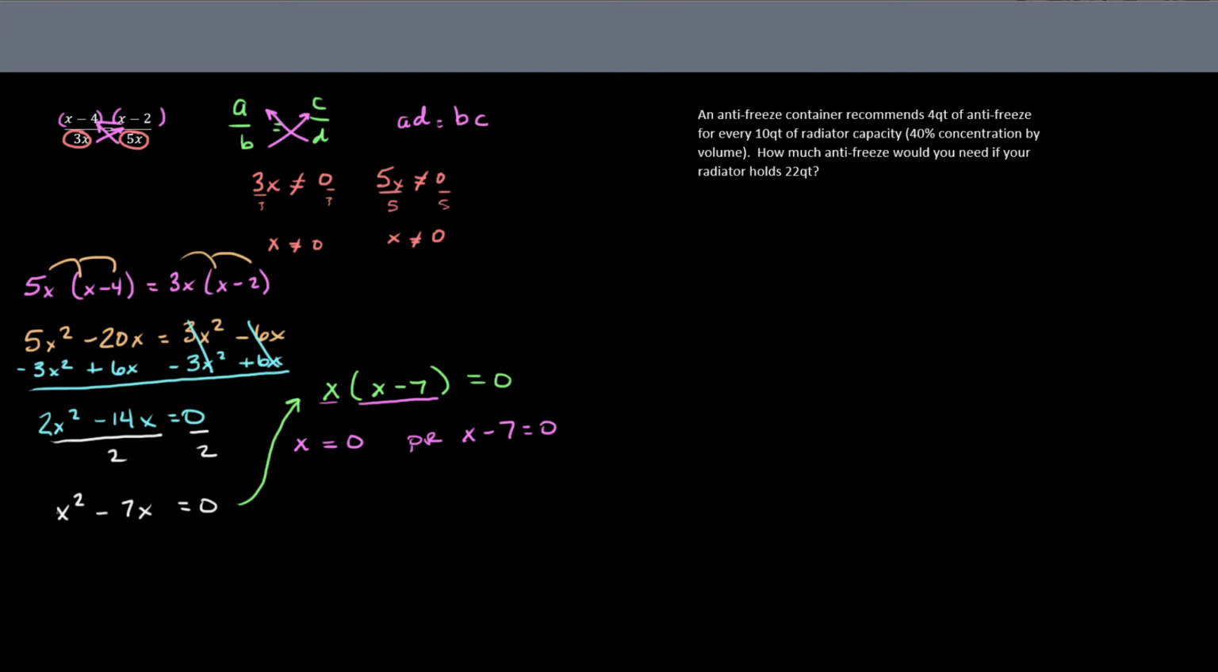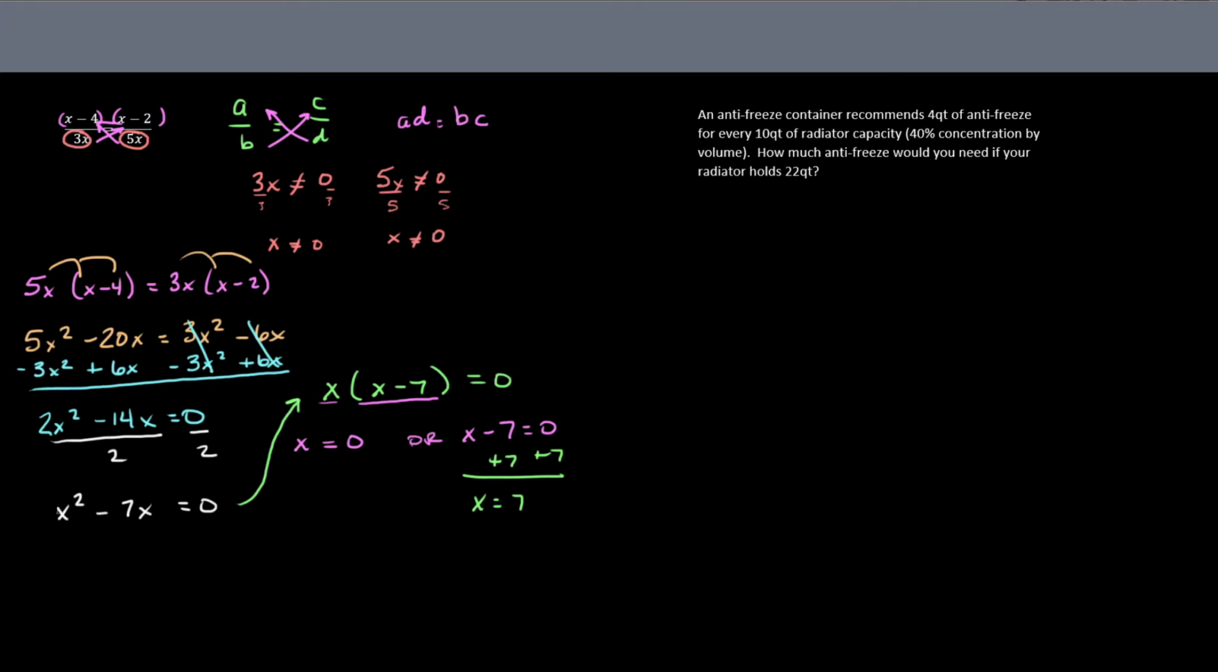So here we go. x is equal to 0. Okay, well, that's fine, no big deal there. Notice that x equals 0 is already solved, so we don't have to touch it. Or x minus 7 equals 0. So if I add 7 to both sides, that's going to give me x is equal to 7.